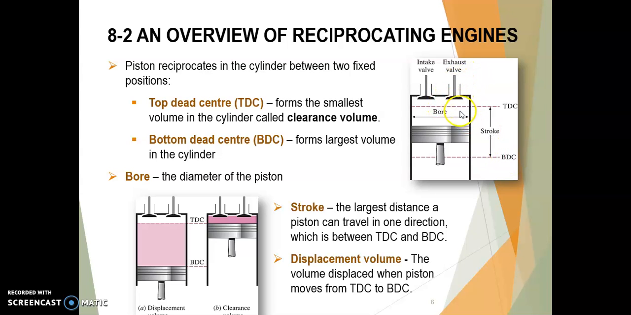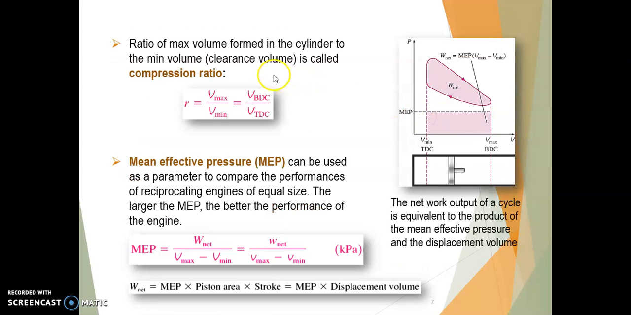At this part, the piston moves down. Then we get all the gasoline or fuel mixture moved inside. This distance we call the stroke. And at this part, we have the displacement volume. The diameter of the piston we call the bore. So based on this, we can find the compression ratio.